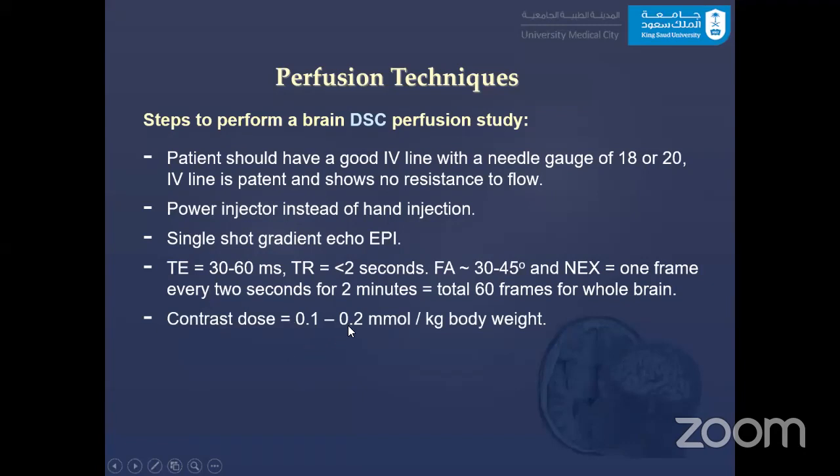Contrast dose should be 0.1 or 0.2 millimole per kilogram body weight. Injection rate should be 4 to 5 milliliters per second with a 20 milliliter saline flush.